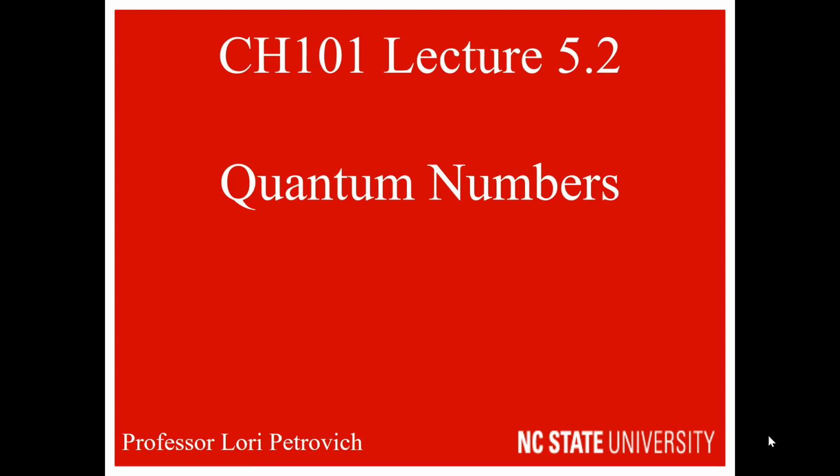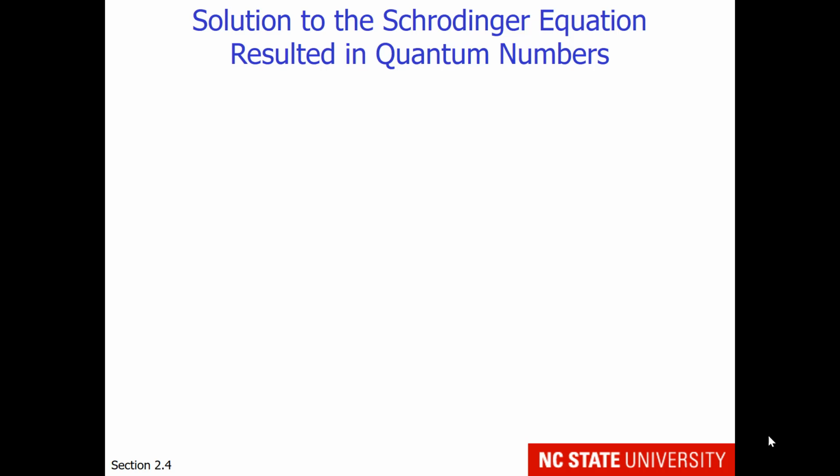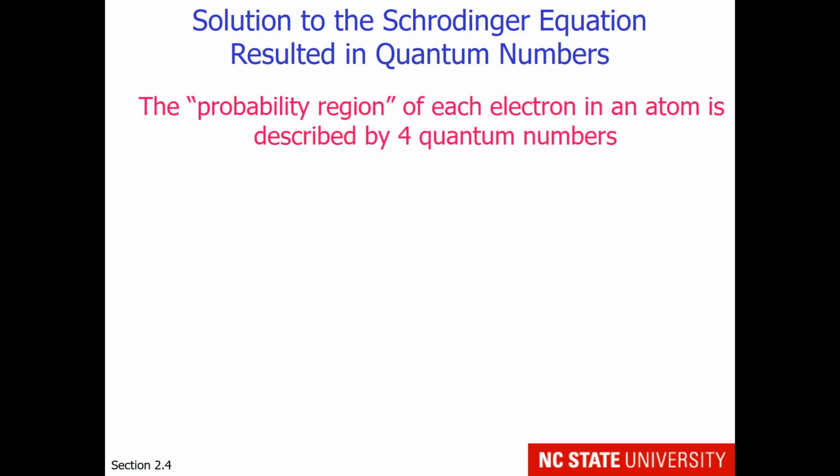The next part of Lecture 5 concerns quantum numbers. The solution to the Schrödinger equation resulted in 4 quantum numbers. This is a very complex polynomial, so therefore there are multiple solutions that work. The solutions to the Schrödinger equation give the probability region of each electron. This would be the general region an electron can be found orbiting around an atom. However, it's less like an orbit and more like a cloud.